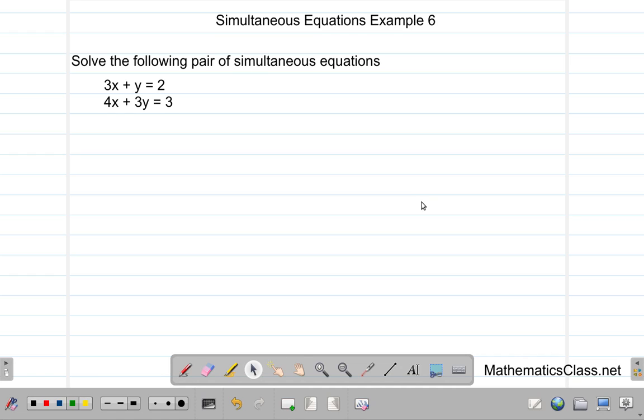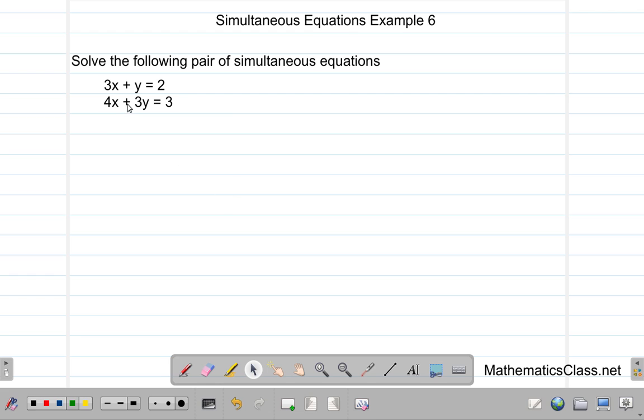Simultaneous equations. I want to pause the video and work this out. Alright, you finish? Now, we'll go through it together. Alright?